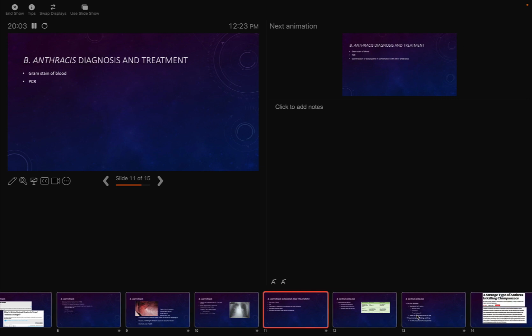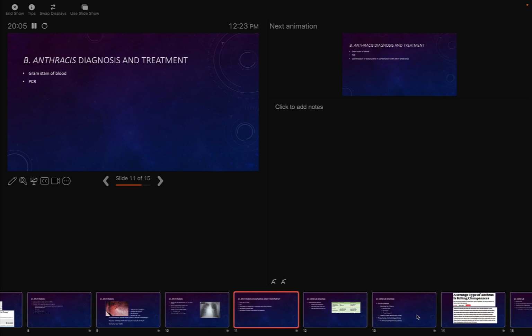So then what do we do for diagnosis and treatment? You could do a gram stain of the blood. Gram-positive bacillus-shaped organism in the blood. PCR, you could look for the genetic material. Antibiotics generally work pretty well. We don't see tons of resistance in Bacillus anthracis. Ciprofloxacin or doxycycline would be the drugs of choice, though you can combine it with other antibiotics to really make sure you hit it and clear it before too much toxin is produced.